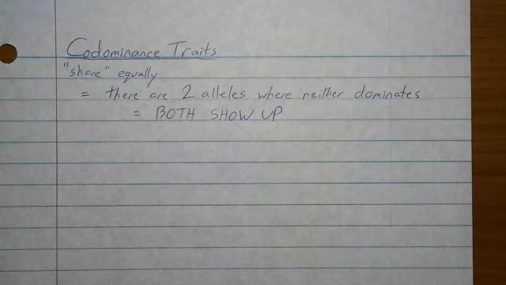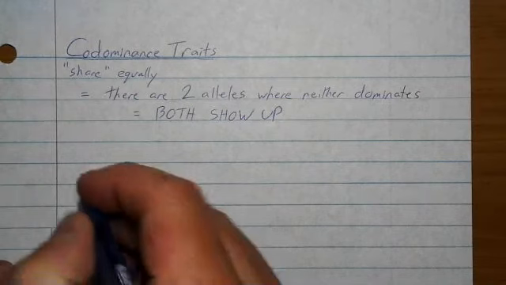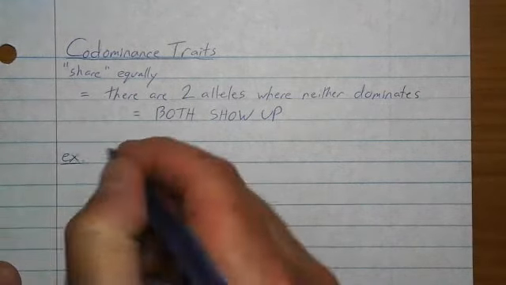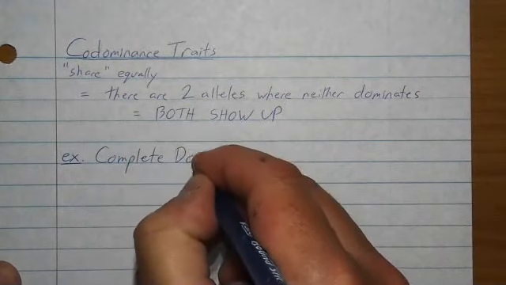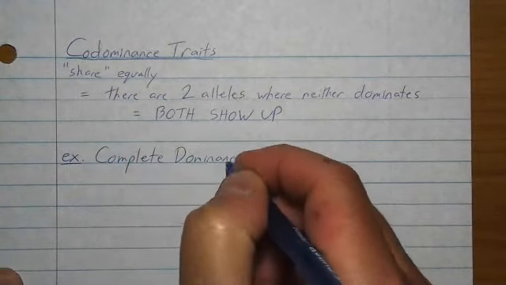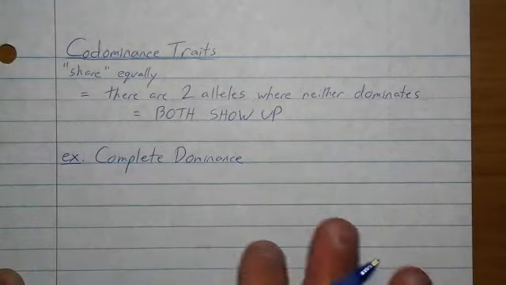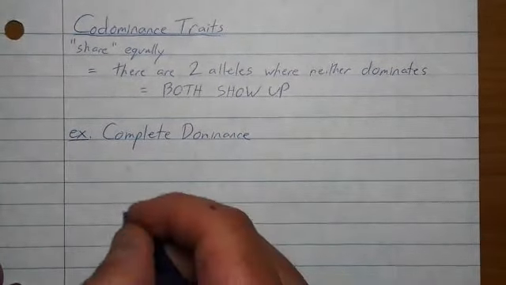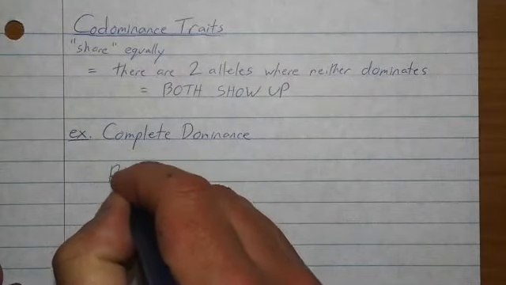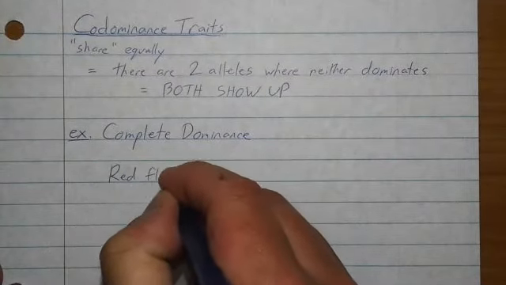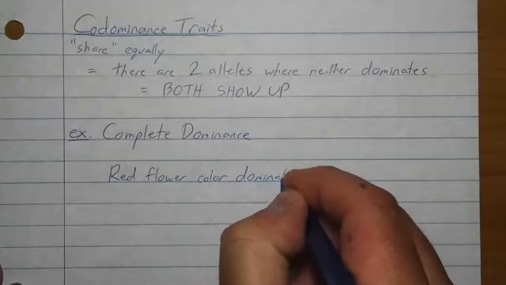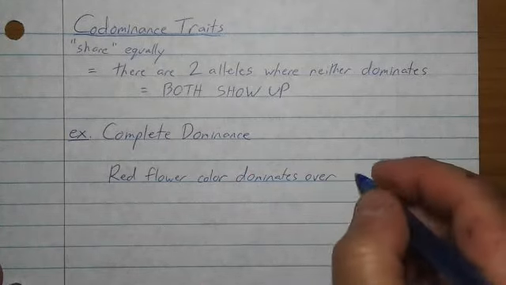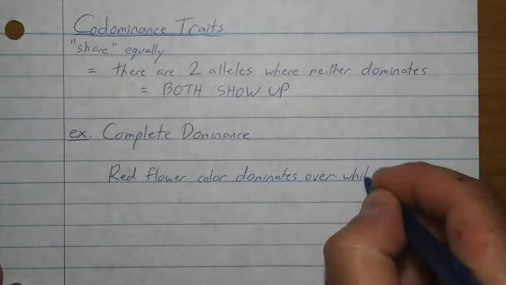Now we're going to have two capital letters. But that does make a difference, and so I want to go over that difference with you. So before we jump into the new stuff, let's recap a little bit of what we learned last week with an example of not codominance, but the complete dominance that we did last week. All right, so I'm just going to give you a problem, kind of like the ones you had to do last week. If I say that red flower color dominates over white. Okay, pretty straightforward.